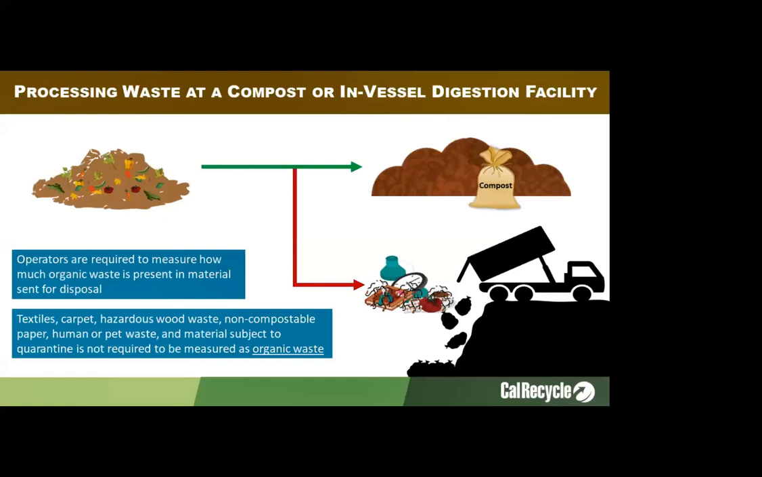Processing waste at a compost or in-vessel digestion operation and facility. Processing waste at a compost facility will produce a finished product, in this case compost, and material for disposal. Operators are required to take samples to measure the amount of organic waste in the material sent for disposal. Organic waste that are textiles, carpet, hazardous wood waste, non-compostable paper, human and pet waste, and materials subject to quarantine is not required to be measured as organic waste when performing the measurements. The amount of organic waste in the material sent for disposal factors in determining whether transfer processing facility operators can send the waste to this facility.